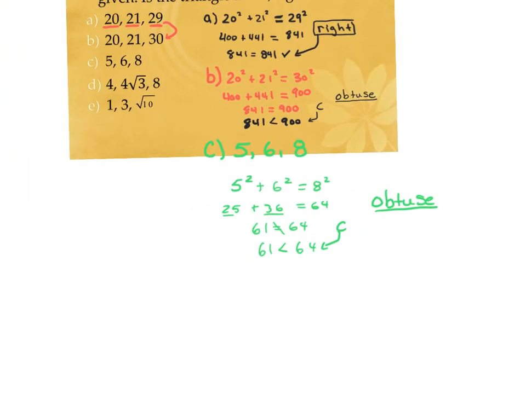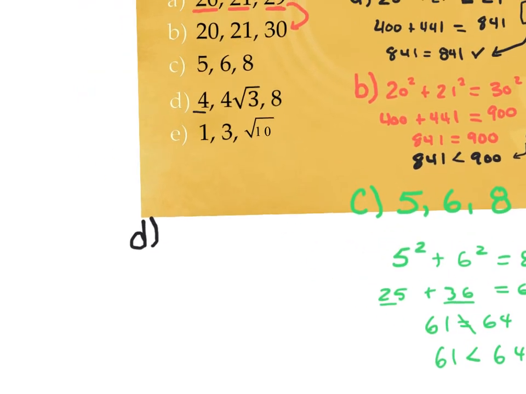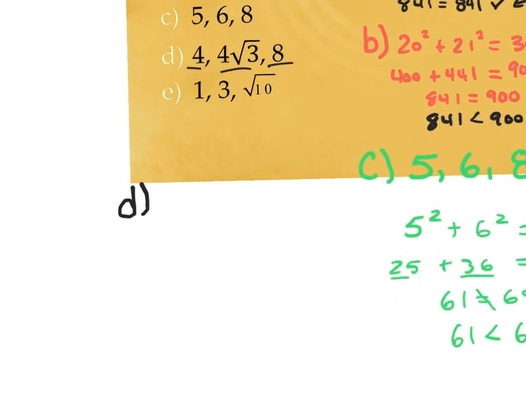Okay, let's go on to D. We'll do D over here. Wait, D can't be a right triangle, right? It cannot be a Pythagorean triple. Remember, a Pythagorean triple is a very special kind. So he looked at these and said, hey, this can't be a right triangle because of that middle number there. It's not that it can't be a right triangle, but those are definitely not a Pythagorean triple. It's not that special set of numbers.